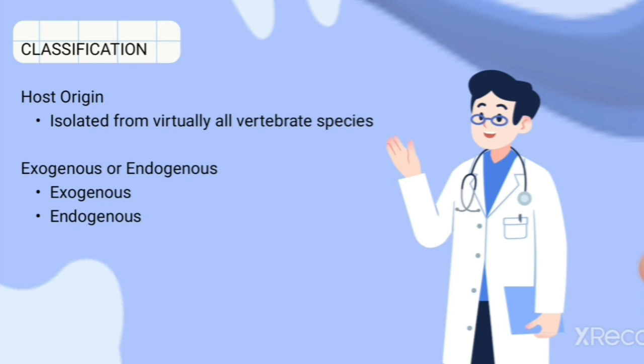Next, we also have exogenous and endogenous classification. When we talk about exogenous, these are spread horizontally and behave as a typical infectious agent. And usually these are pathogenic retroviruses. Then the next one is the endogenous classification, which are transmitted vertically through the germline. And these viruses are usually non-pathogenic and they cannot transform cells in a cell culture.